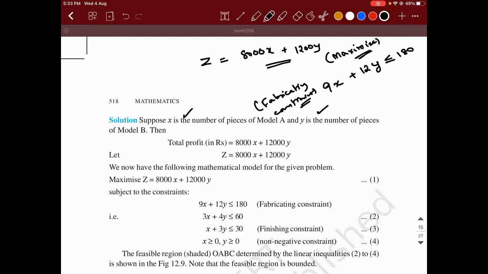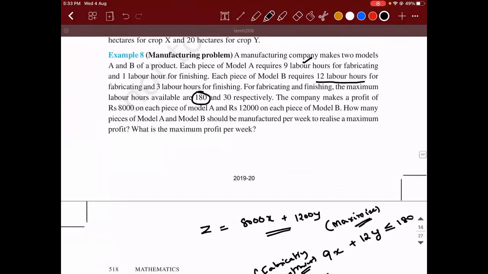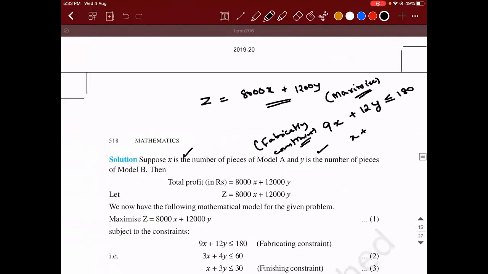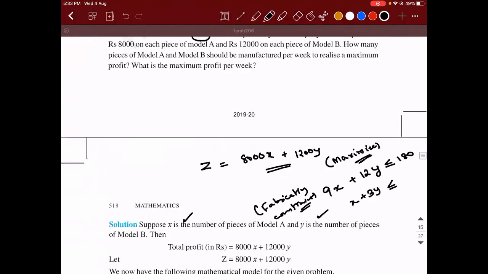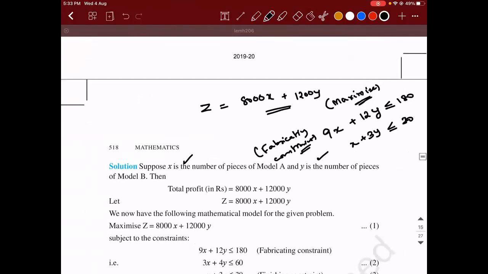Is there anyone having a doubt in this? So 9x plus 12y is less than or equal to 180. Now, what will be the finishing constraint? You guys frame the equation and tell me. X plus 3y less than or equal to 30. Okay, this is the finishing constraint.